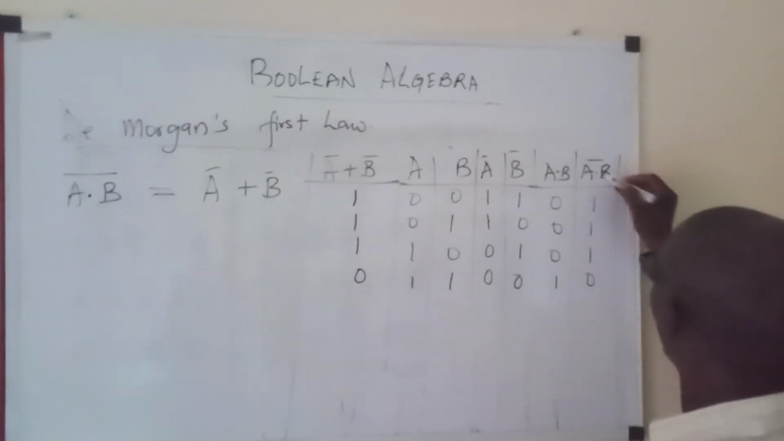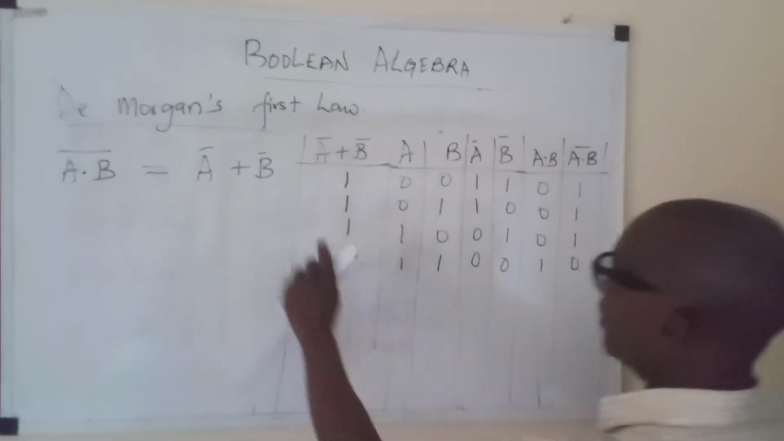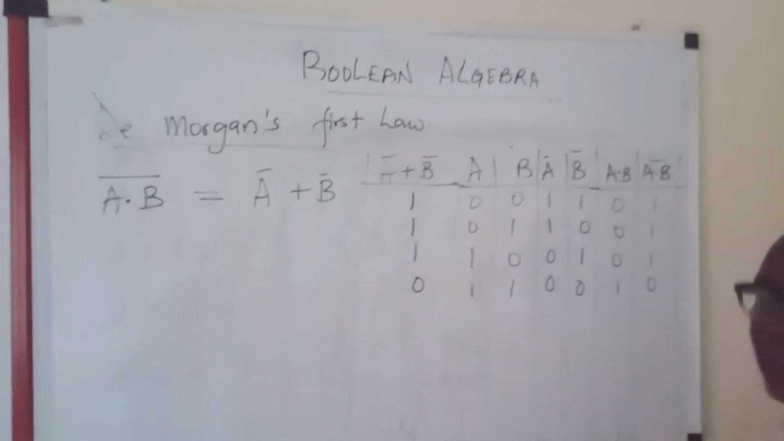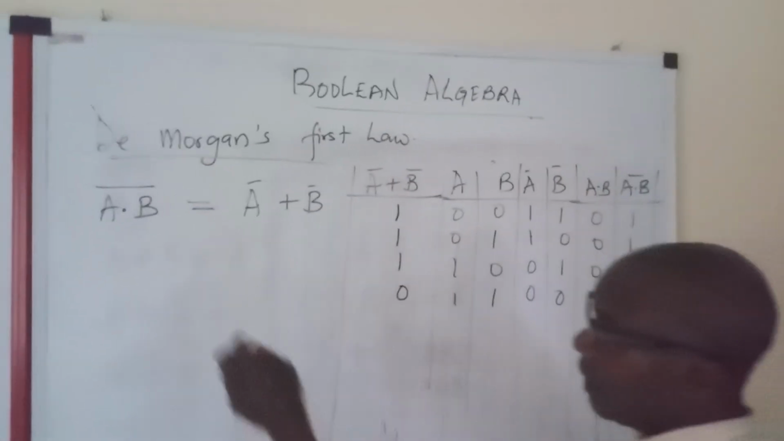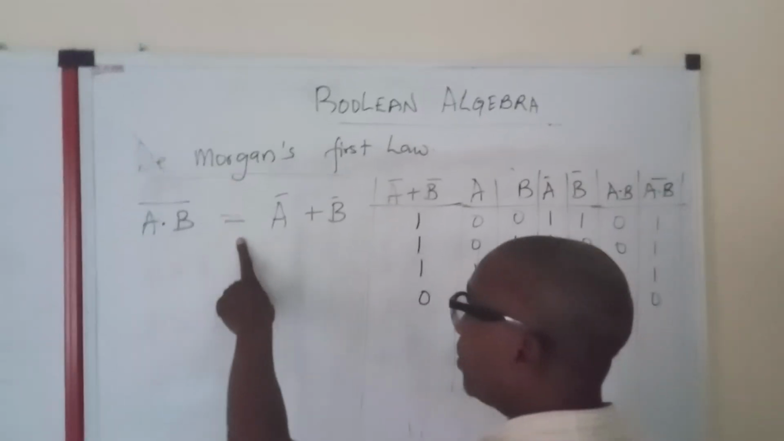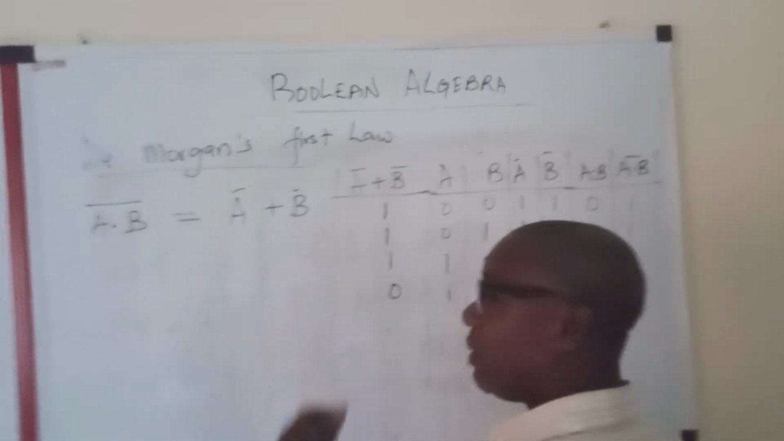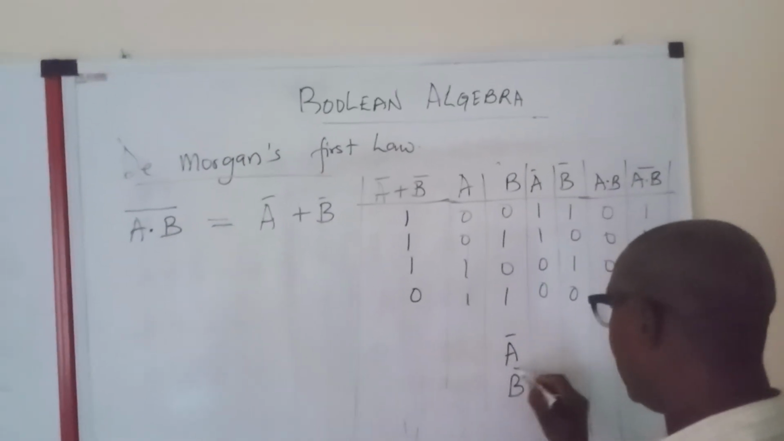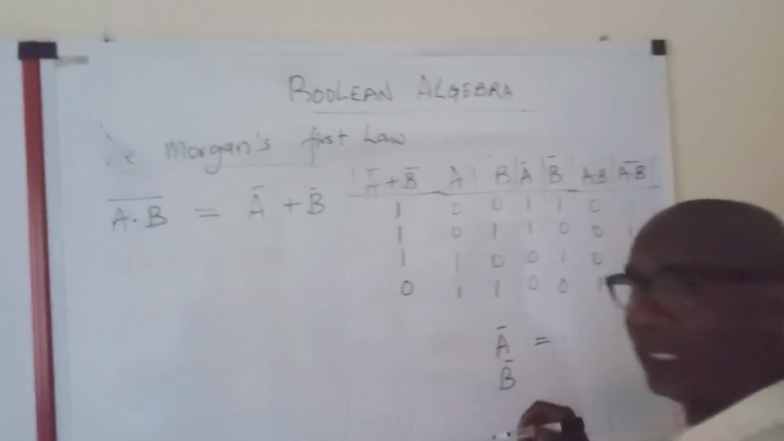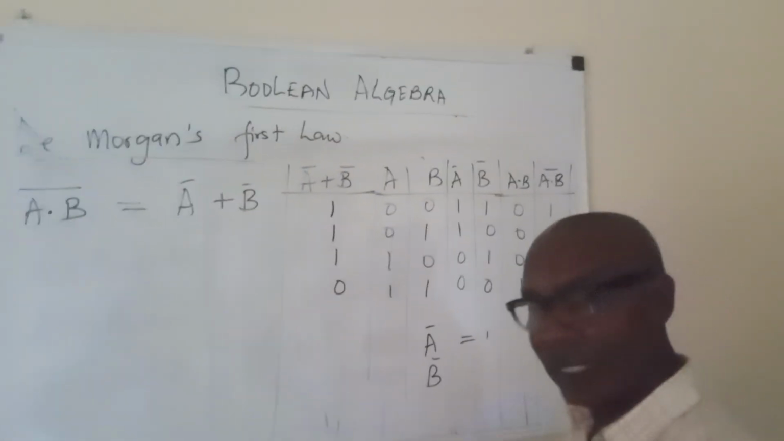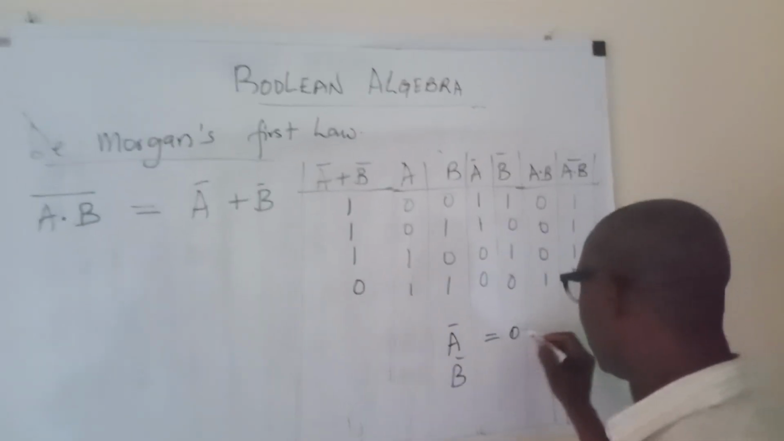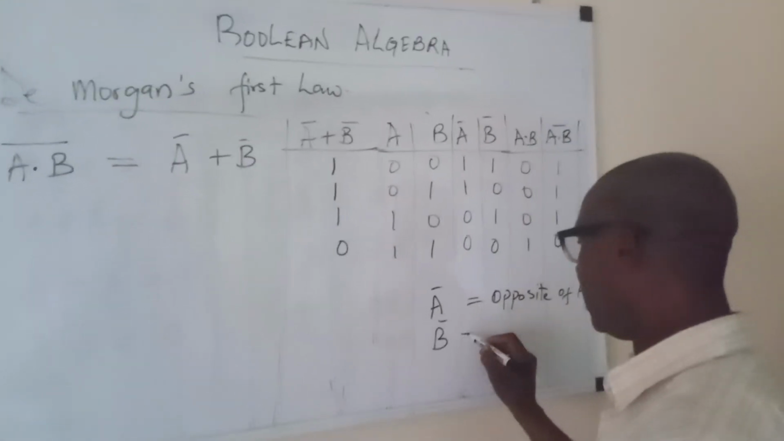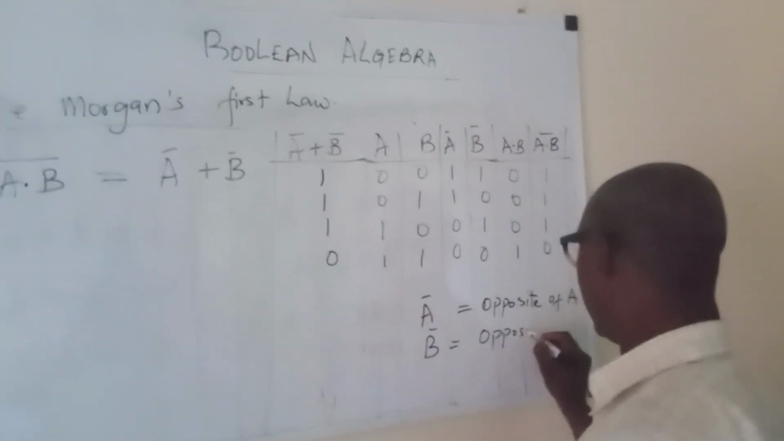If we compare them, we discover that the two columns are the same. That goes to show that (A dot B) bar is equal to A bar plus B bar. Remember, bar means negation. A bar, B bar means negation. The negative or the opposite of A. This is the opposite of B.